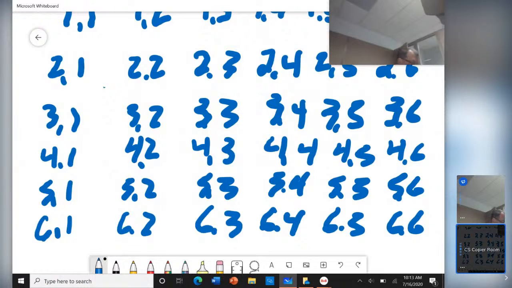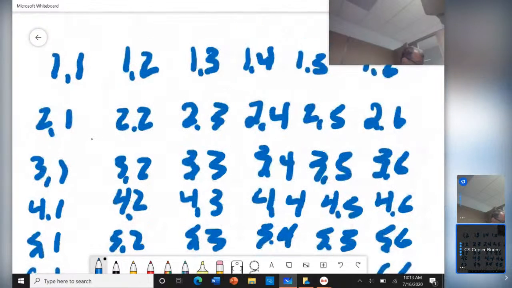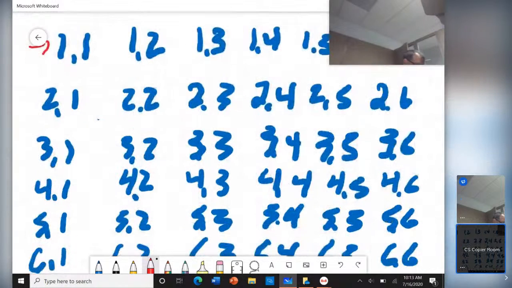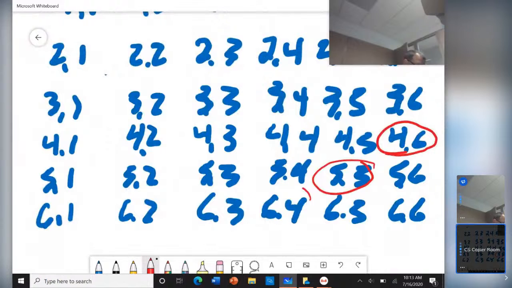Okay, some of these numbers add up to 10. So in this first column right here, none of those equal 10. The second column, none of them equal 10. Third column, none of them equal 10. The fourth column, 4 and 6 equal 10. Fifth column, 5 and 5 equal 10. And the last column, 6 and 4.